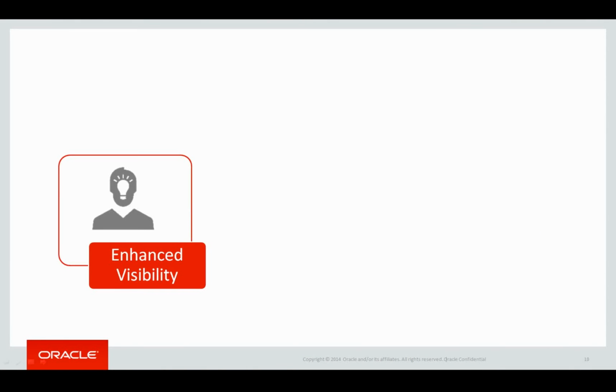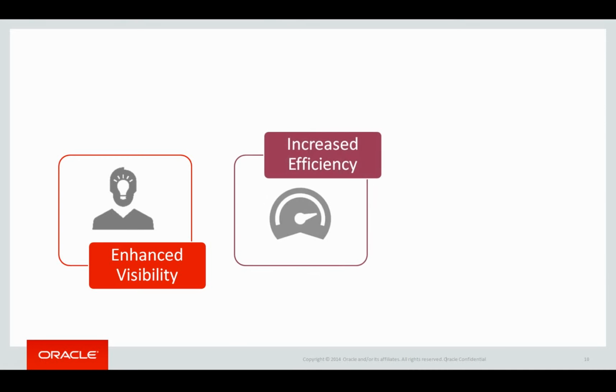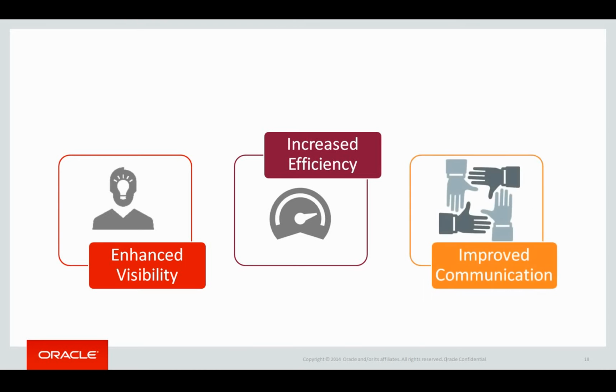First of all, with P6, we want to provide enhanced visibility of the projects and the portfolios that are being managed in the system. We also want to provide increased efficiency across your project management discipline. In other words, allowing people to do their work as quickly and as efficiently as possible. We also want to improve communication across your project team so that people can collaborate as they perform their work.